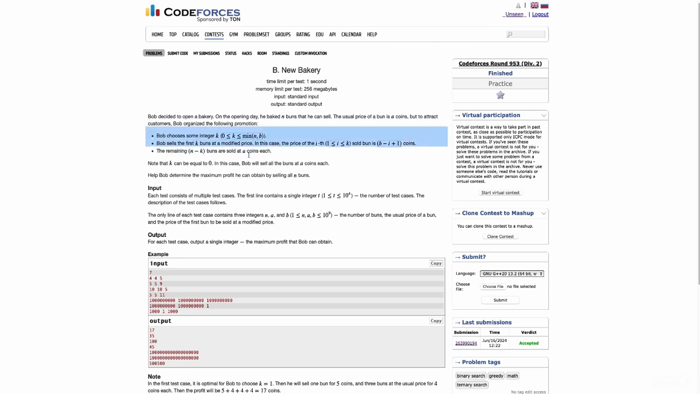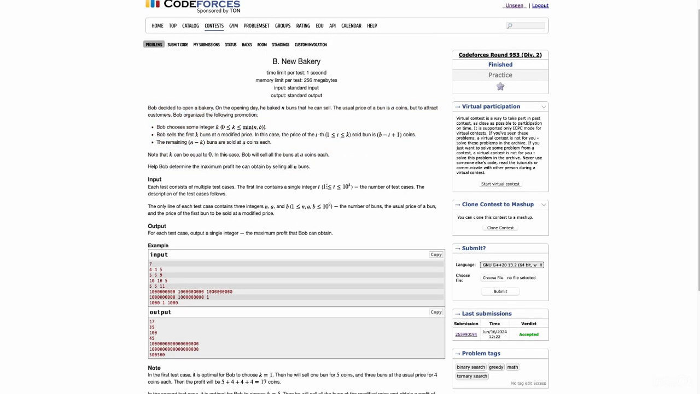And the remaining n minus k buns he sells at a coins, right? So k can also be 0, right? So up to k buns he will be selling at price b minus i plus 1, and the rest of the buns he will be selling at the regular price, the a price. So we have to help determine the maximum profit he can obtain selling n buns. Okay, so what are the constraints we have? n, a, b are up to 10^9. So obviously we cannot iterate over any of these n, a or b one by one, as this would exceed the given time complexity. So we'll have to think of a mathematical solution for this.